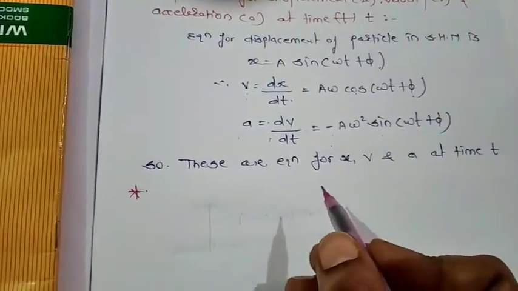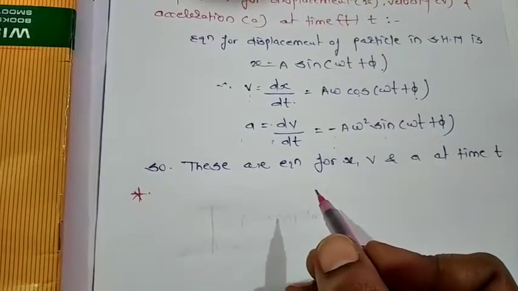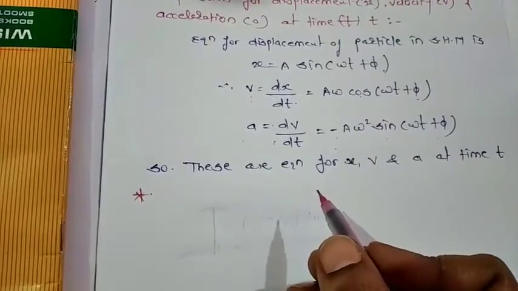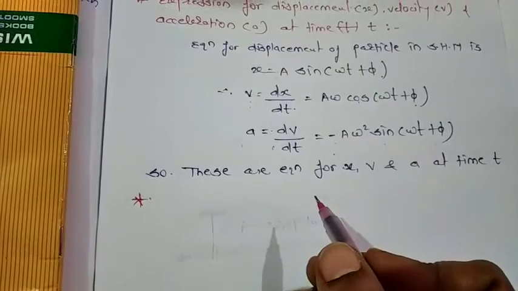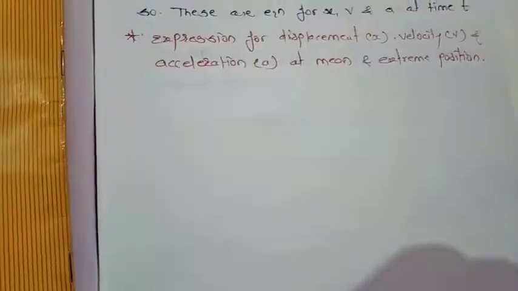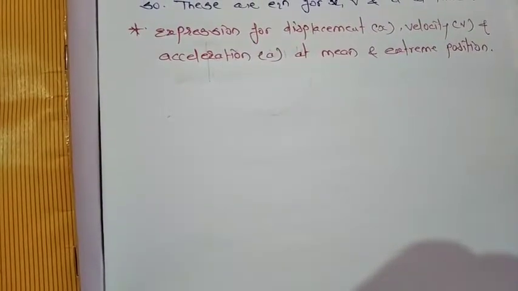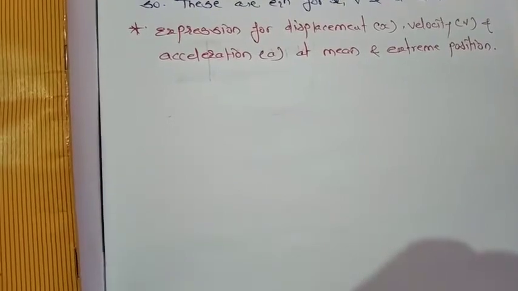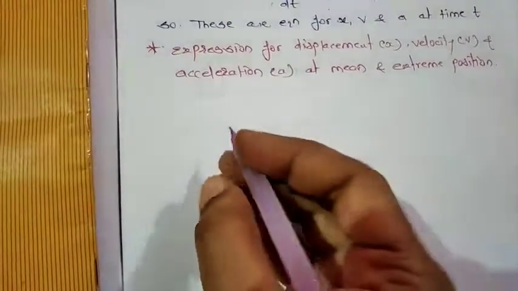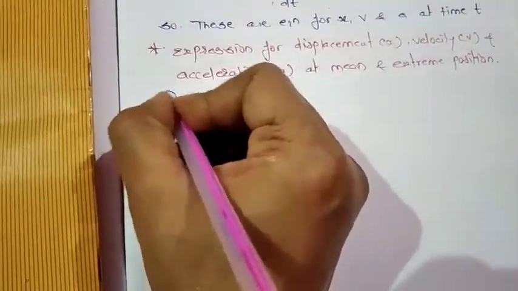These are the equations for displacement, velocity and acceleration at time t. Now we will see the expression for displacement, velocity and acceleration at the mean and the extreme positions. As we know, first we'll see for the displacement.